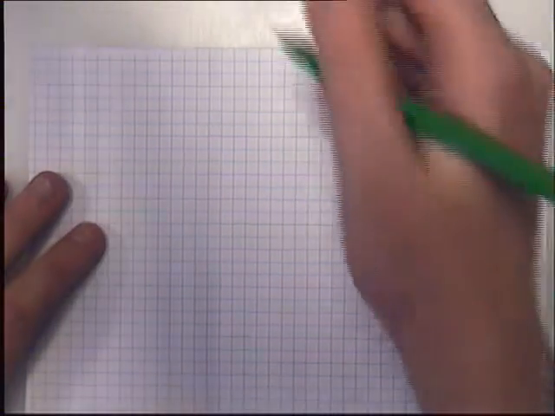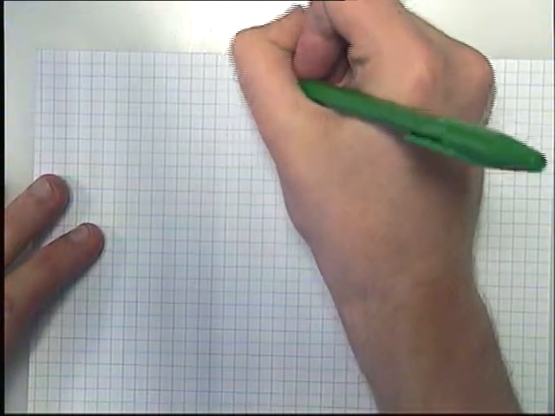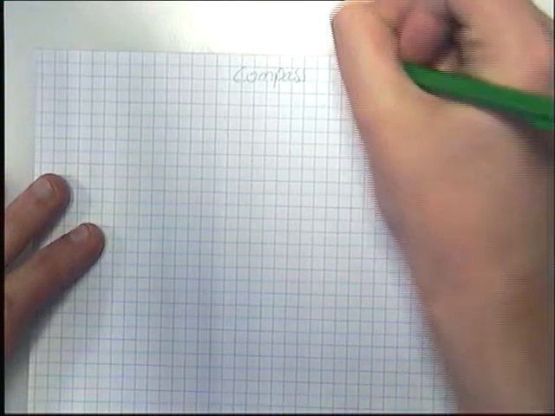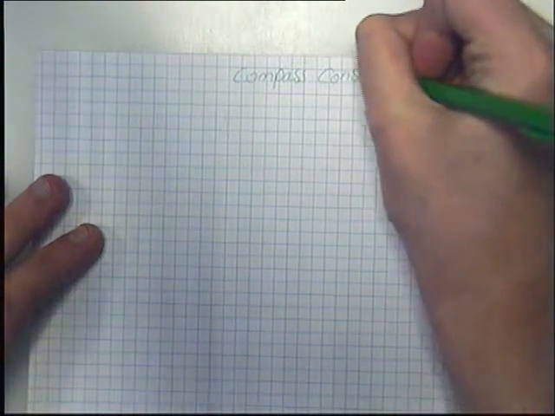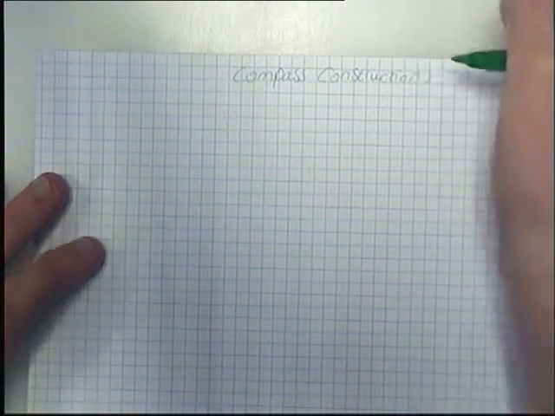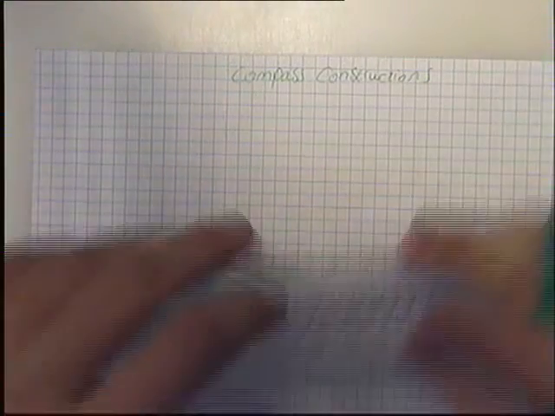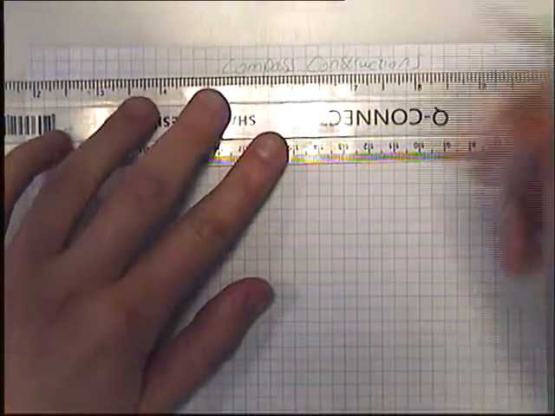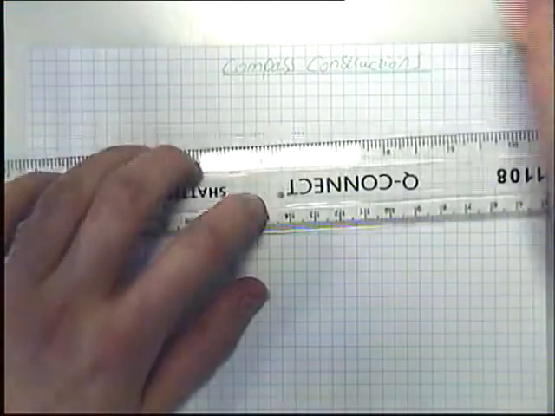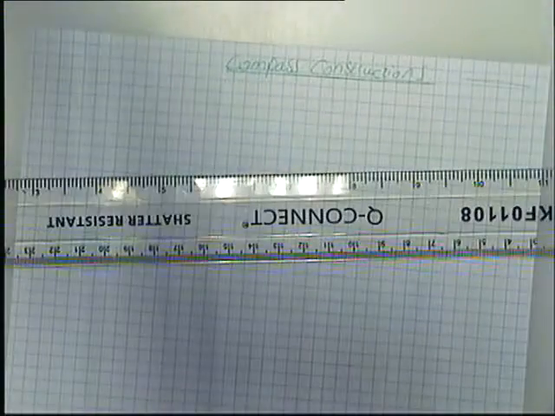Today we're going to be looking at compass constructions. So the first thing I'd like you to do is write down your title, compass constructions. Make sure that's underlined and write today's date as well.